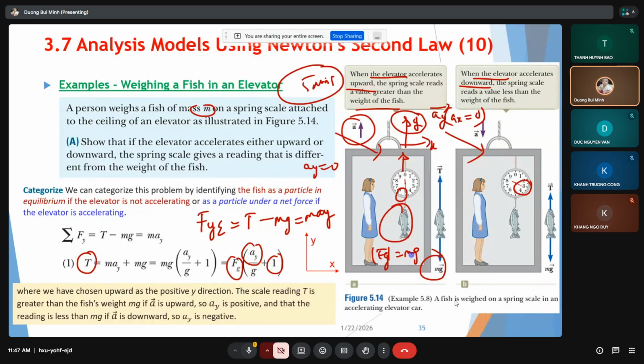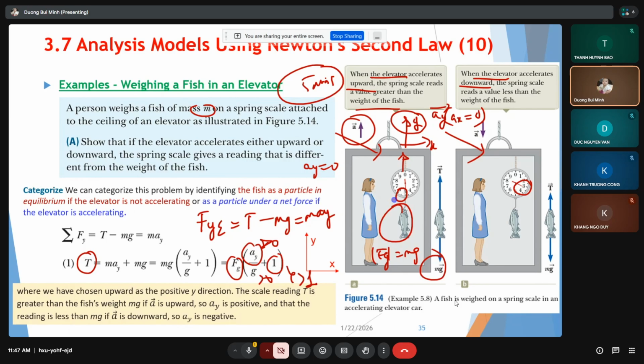Fg is m times g, right? But now we get Fg times (1 plus ay/g), of which ay is positive and g is positive, so this one is positive. So 1 plus a positive value, you get this one higher than 1. So that means you get more tension, more than the weight.